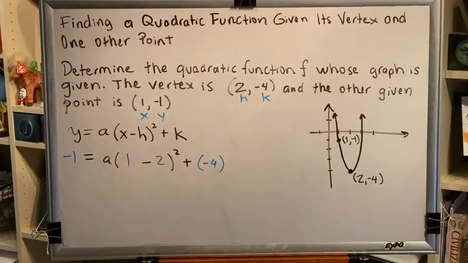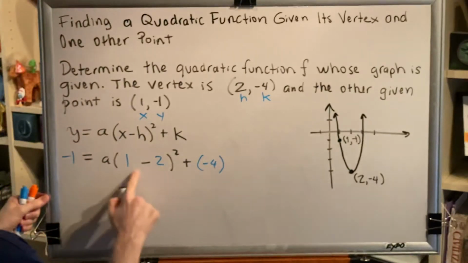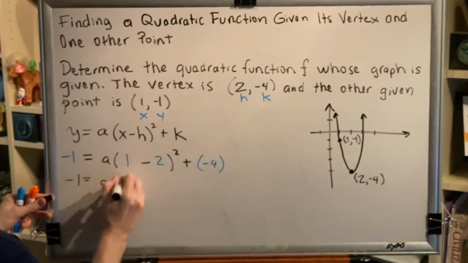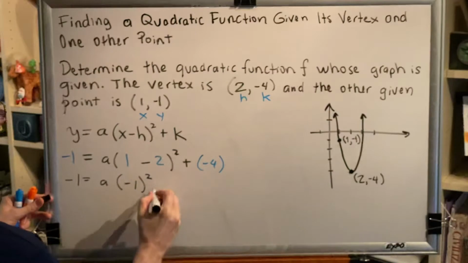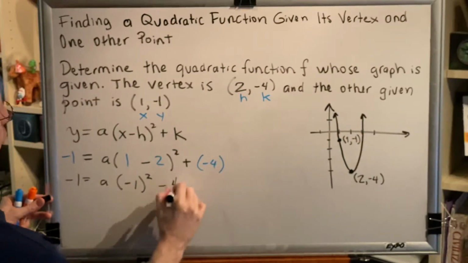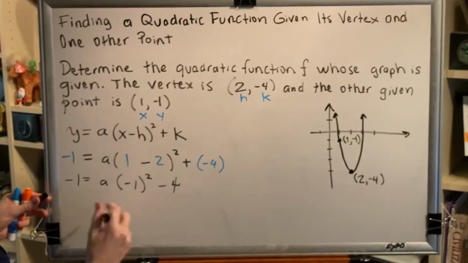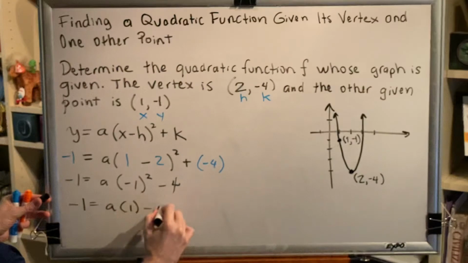Now notice that we can solve for a. Let's follow order of operations and simplify. The first thing that we do is work inside grouping symbols, like this, 1 minus 2. So we get -1 equals a times (1 minus 2), which is -1. While we're at it, adding a negative is the same as subtraction, so I'll go ahead and rewrite that. The next step is to work with exponents, like -1 squared. Well, -1 squared is +1, so I get -1 equals a times 1 minus 4.